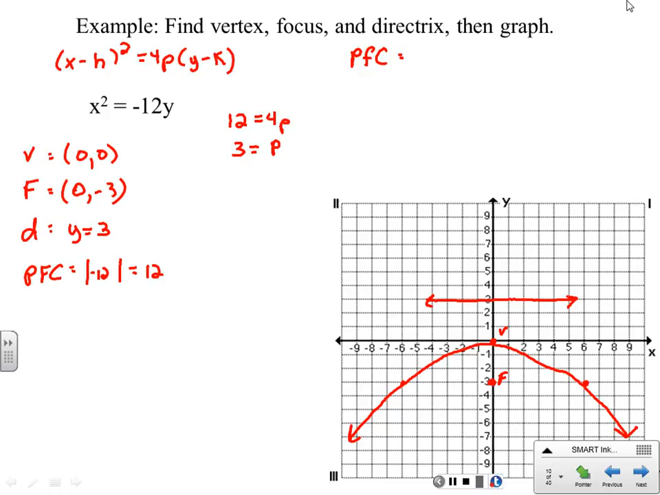I don't know. That's a good question that we can play around with. If you'll remember back to the definition of a parabola, you'll answer your own question. Okay, I'll answer it for you. Yes.